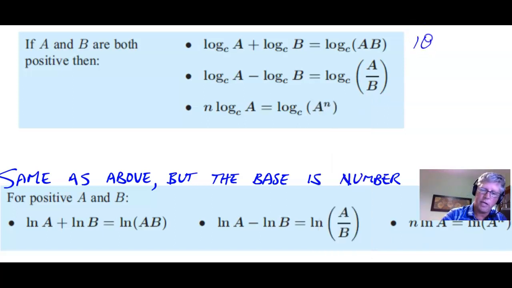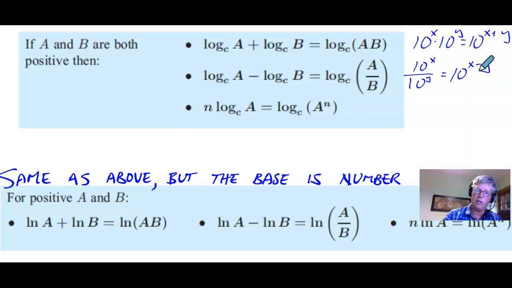What do you do when you have 10 to the x times 10 to the y? Well, 10 to the x plus y. There's a little bit of connection there. You've got addition, and then you've got multiplication. I wonder if we took 10 to the x over 10 to the y, that's the same thing as subtracting those exponents.